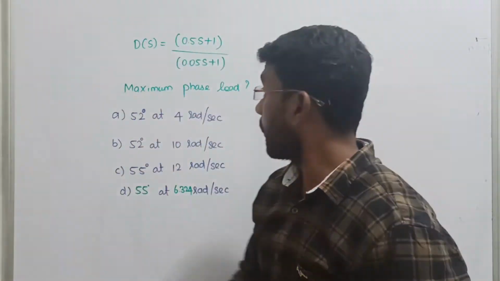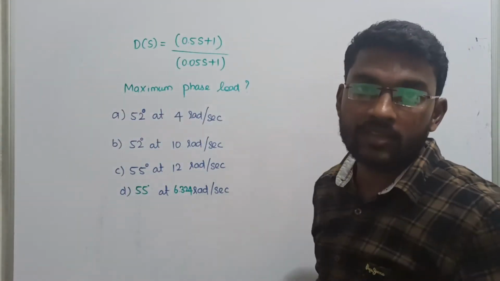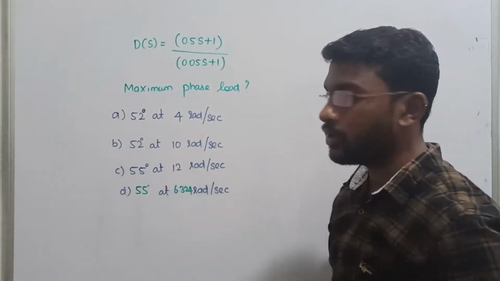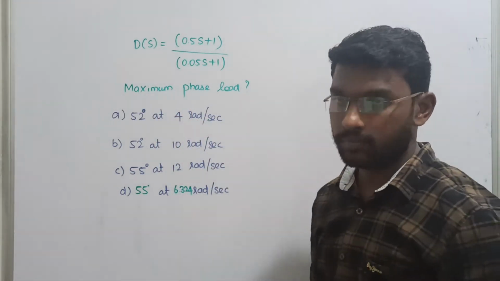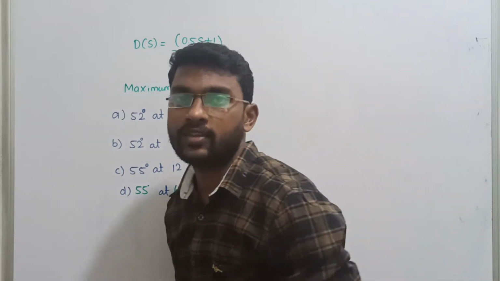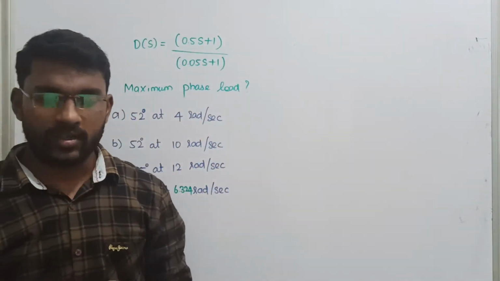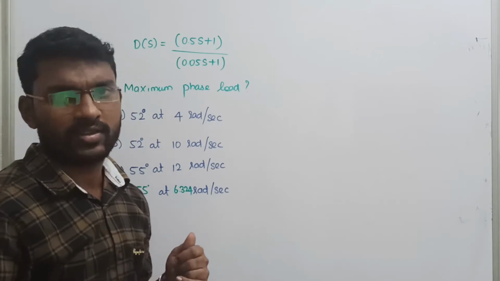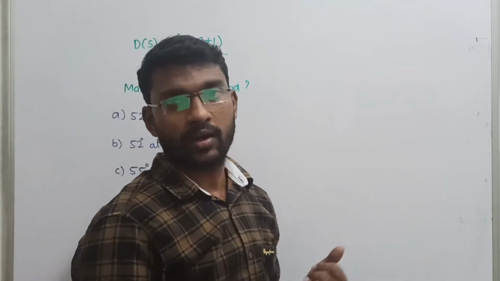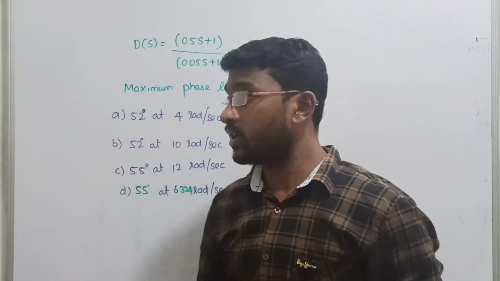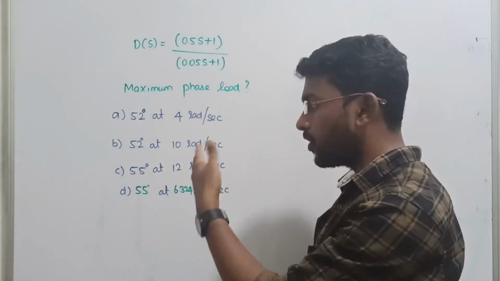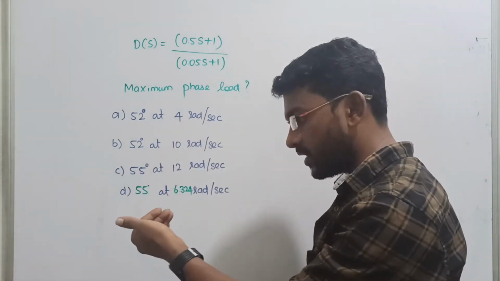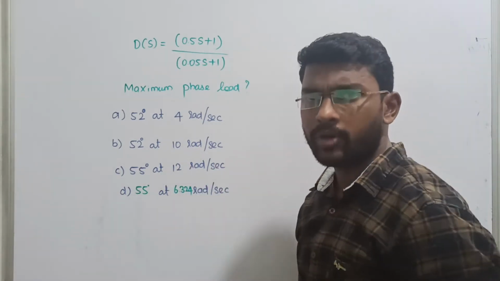In this question, the maximum phase lead is given. We have to find the maximum phase and the corresponding frequency. Anyway, we are in compensators. In compensators only three devices are there: lag, lead, or lag-lead compensator. Whenever we face questions from this area, the question about phase angle and frequency is only for a lag compensator or a lead compensator. We have observed these things already.